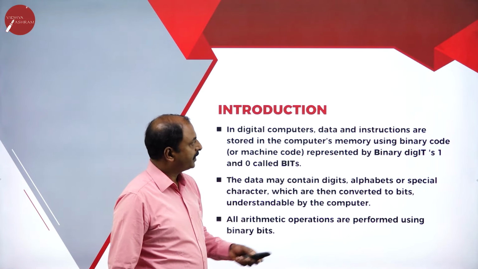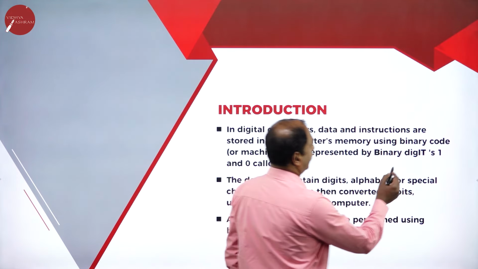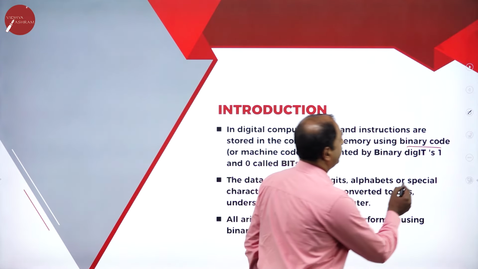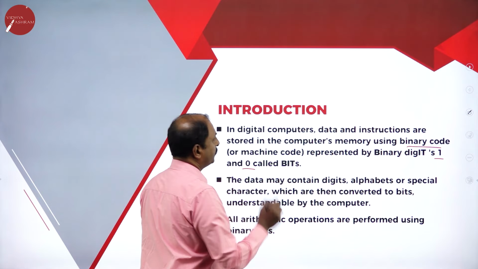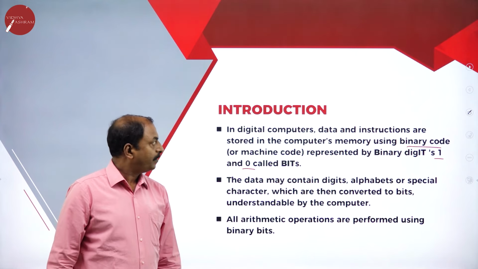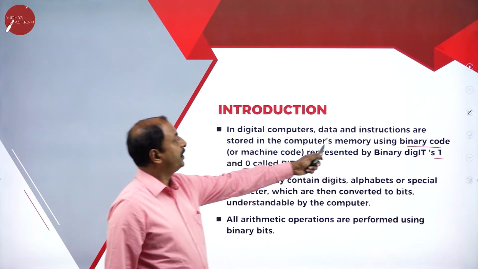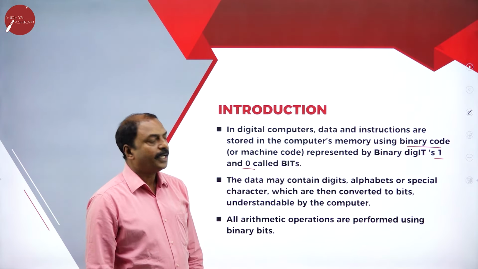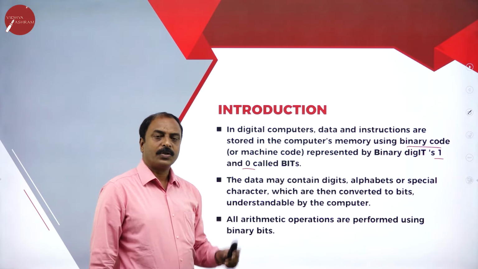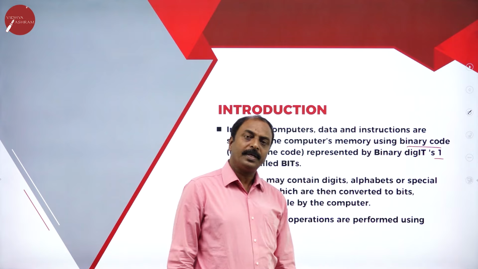In digital computers, data and instructions are stored in the computer's memory using binary codes. It is represented by binary digits 1 and 0. This is what we have learned in our introduction to computers. There we have learned that a computer is a digital machine. So data and information are stored in computer memory in binary code. Which are the binary codes? Here 1 and 0 are called binary codes. These two are called bits, and a combination of bits forms a binary code.